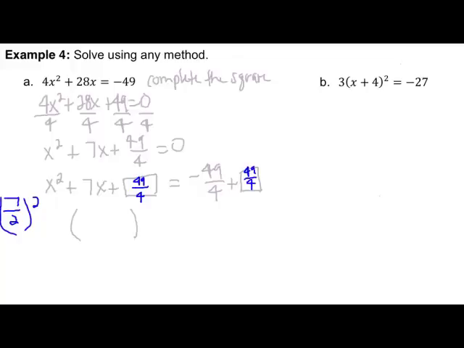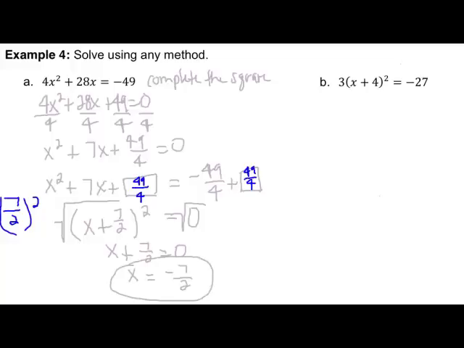So then when I factor, I get x plus 7 halves squared equals, notice we have 0 on the right hand side. So I'm going to take the square root of both sides. The square root of 0 is just 0. So if I subtract 7 halves, x equals negative 7 halves. Now again, you should notice that's the exact same solution we got when we factored, as it should be, because we're just solving using a different method.